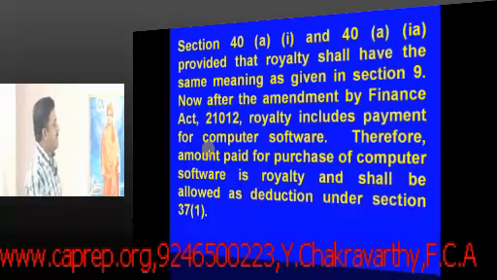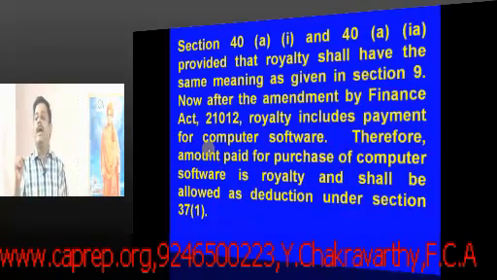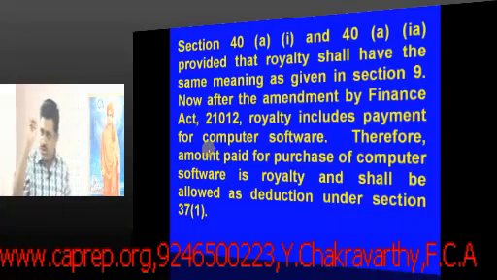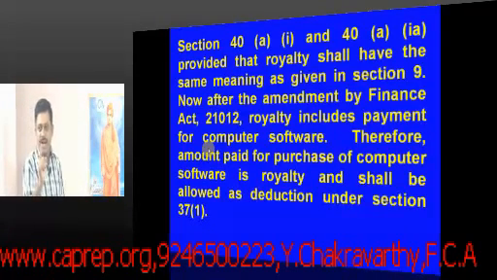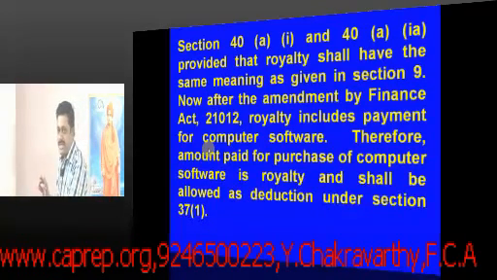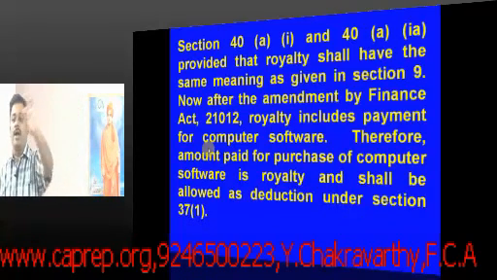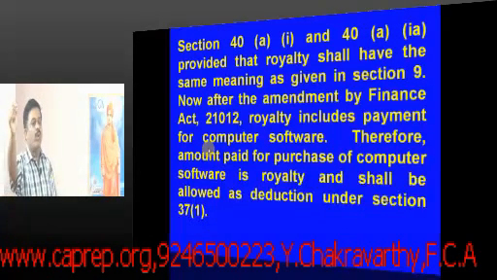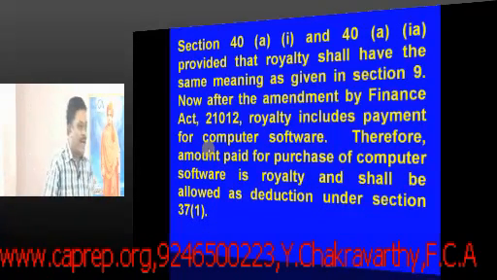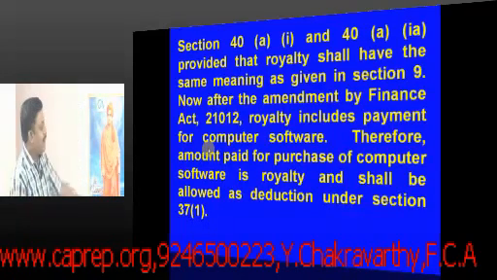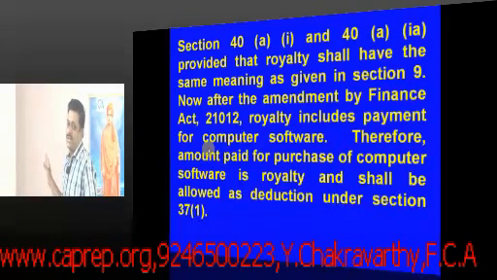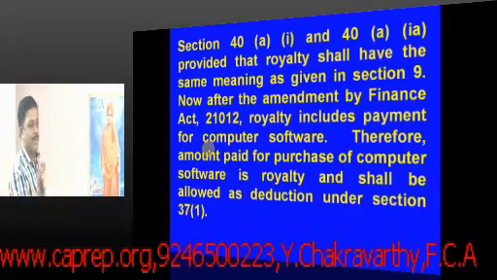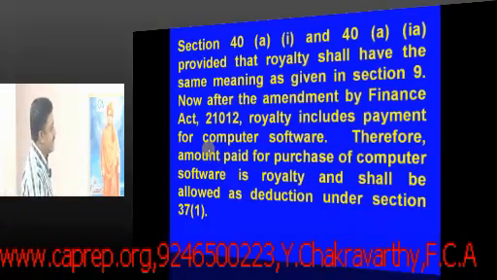Therefore, the amount paid for purchase of computer software is royalty and shall be allowed as deduction under section 37. What is section 37, friends? 37 is a general deduction for the profits and gains from business and profession. Any expenditure which is not covered by sections 30 to 36, and if it is not personal expenditure, if it is not capital expenditure, if it is an expenditure incurred wholly and exclusively for the purpose of the business, then it will be allowed as a deduction. So royalty, now purchasing of the computer software, no longer is it an intangible asset kind of situation. It is well allowed as a revenue expenditure to be allowed as deduction under section 37(1).